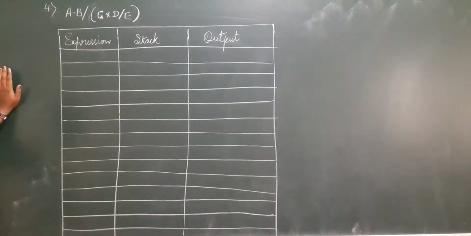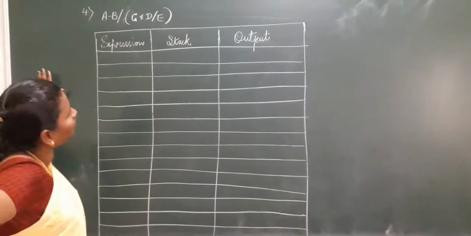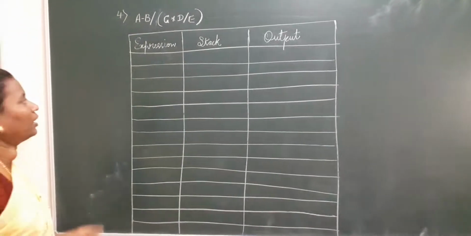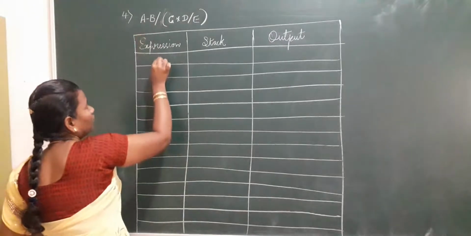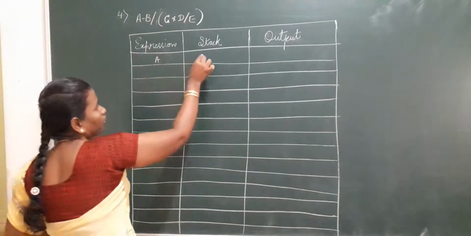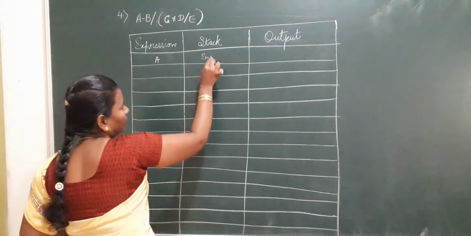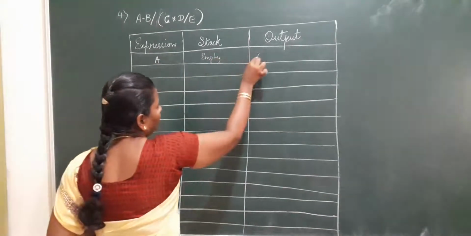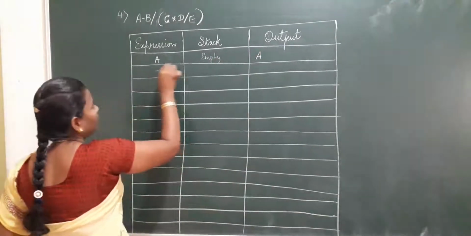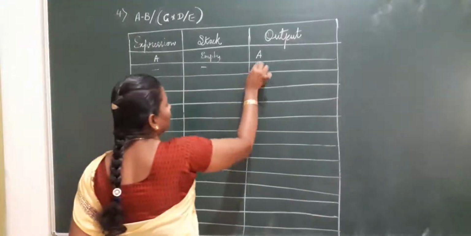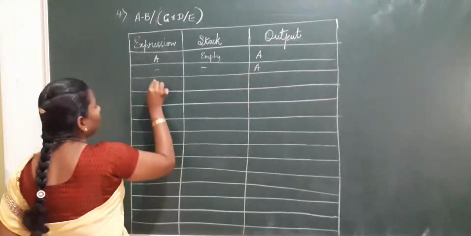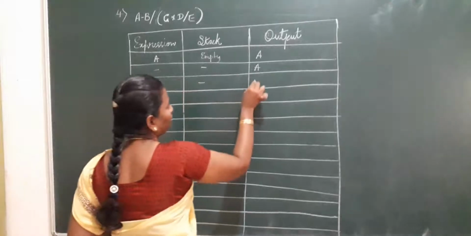Okay students, we will see the last example. A minus B slash, bracket of C star D slash E, then again closing bracket. So first expression, the first input is A. The stack will initially be empty, so it will go to your output. We will have A. Next we have minus, it will go to your stack. Next we have B. Where will B go? It will go to your output.